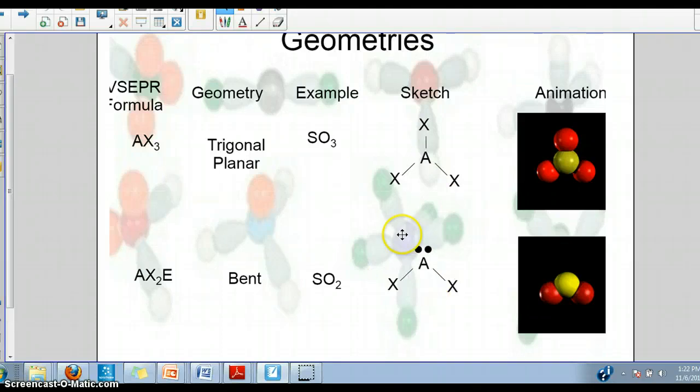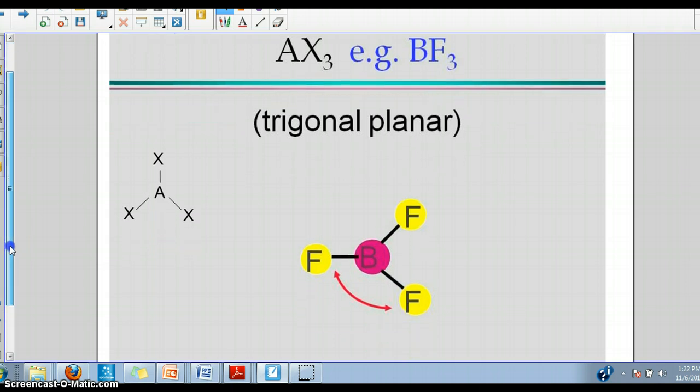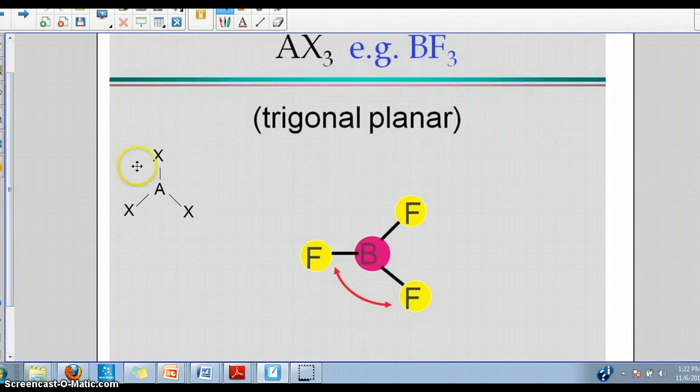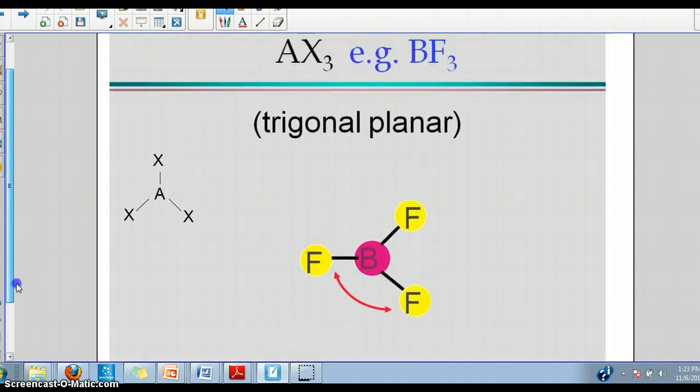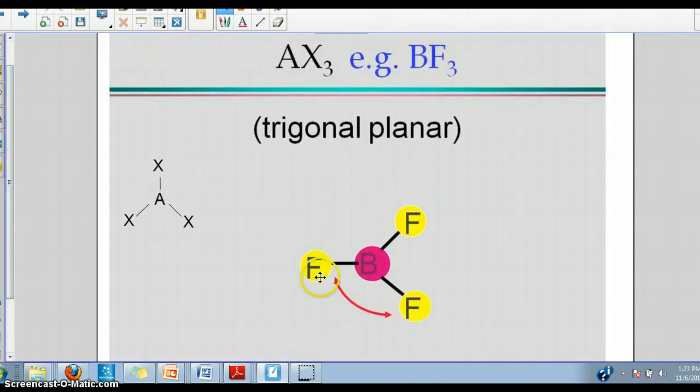But we see down here on SO2, we have a lone pair. That changes the molecular geometry. So we have AX2, and then we have an E. Okay, that gives us a bent configuration. Okay, like this little shape over here. Now if we look here, here's the trigonal planar, and we see that the bond angles are going to be 120 degrees. Okay, so there's 120 degrees between these.